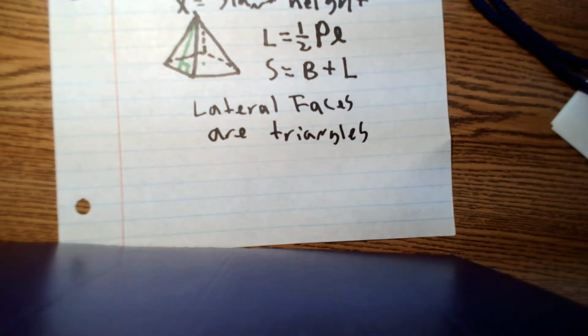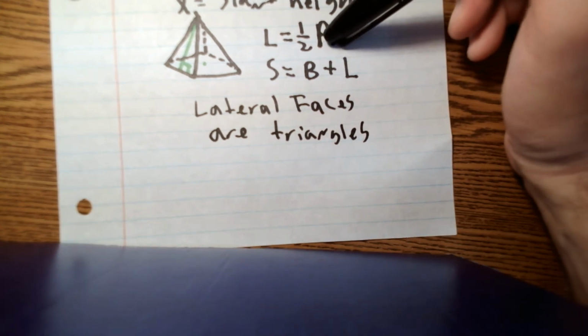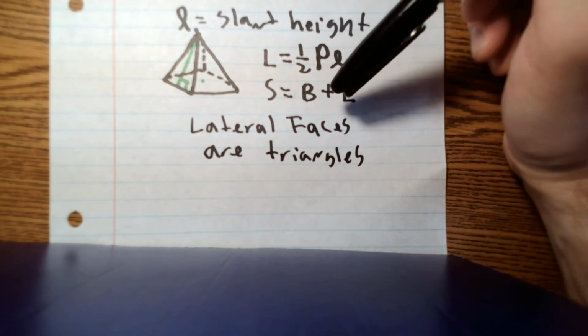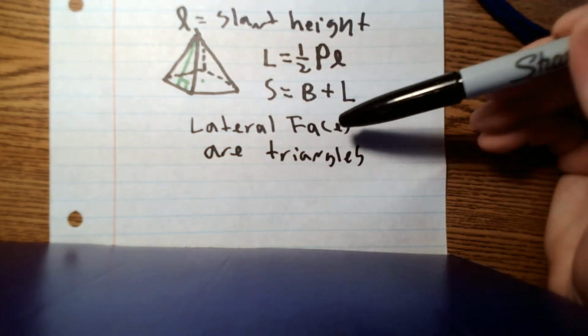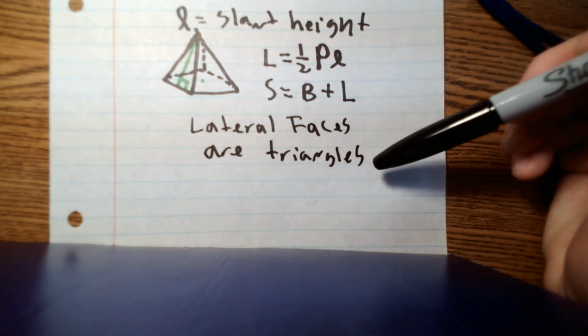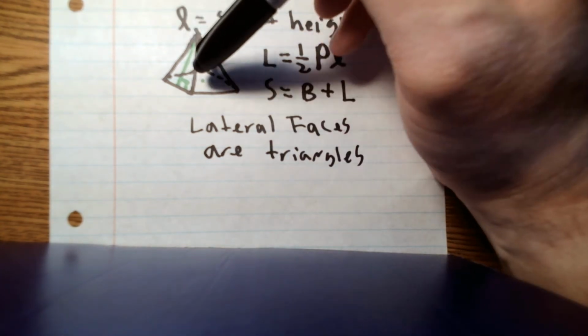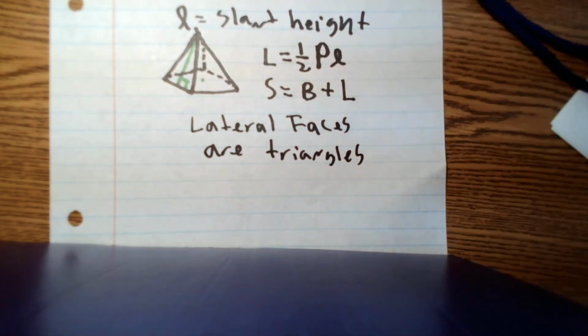A cone is going to use the same formula, but instead of perimeter, we're going to use circumference. And technically, the shape that it has is not going to be a triangle. It's just a weird curvy shape, so we're not going to worry about that right now. But for our purposes, you still can do the slant height on a cone.